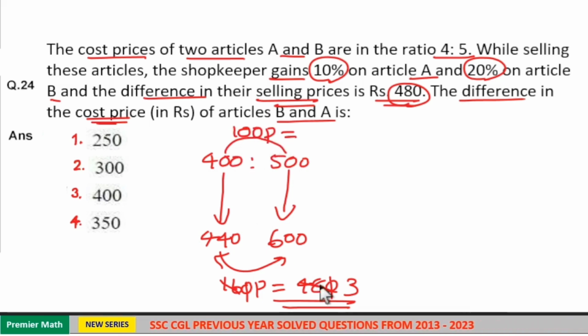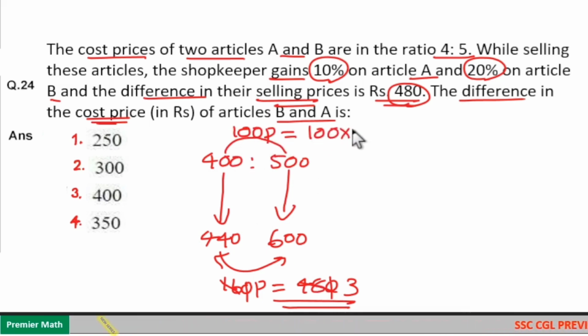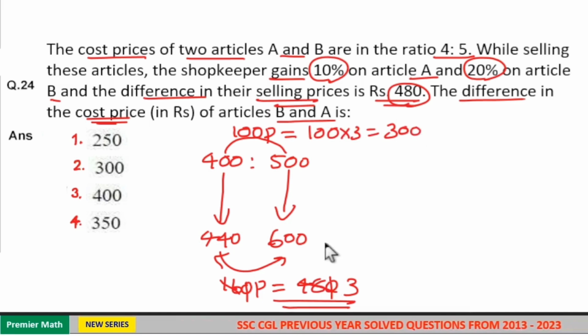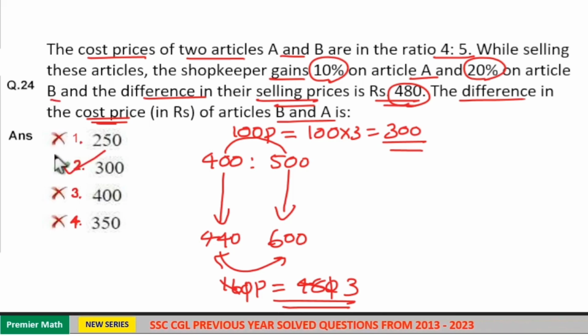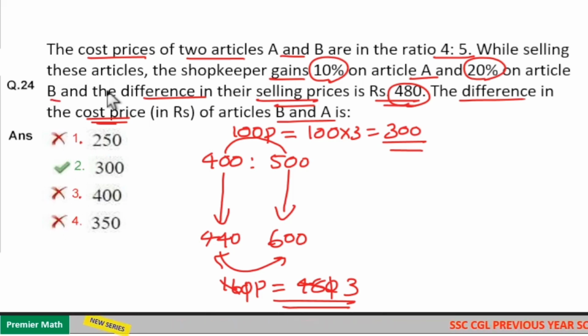Here the difference in ratio of cost price is equal to 500 minus 400, that is 100 parts. Now 100 parts is equal to 100 into 3, 300. 1 part is 3, so 100 parts is 300. So the difference is equal to 300. Option 2 is your answer. So the difference between cost prices is 300.